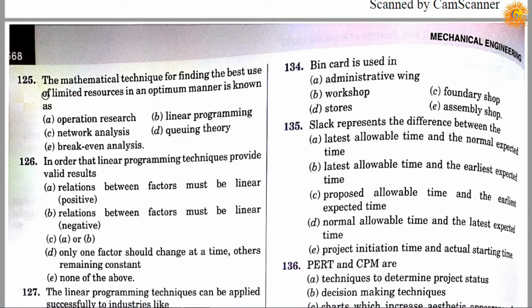Question number 125. The mathematical technique for finding the best use of limited resources in an optimum manner is known as: option A is operation research, option B is linear programming, option C is network analysis, option D is queuing theory, option E is break-even analysis. Correct answer is B. The mathematical technique for finding the best use of limited resources in an optimum manner is known as linear programming.